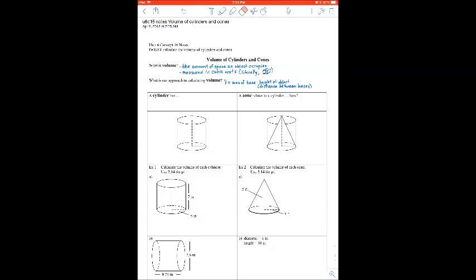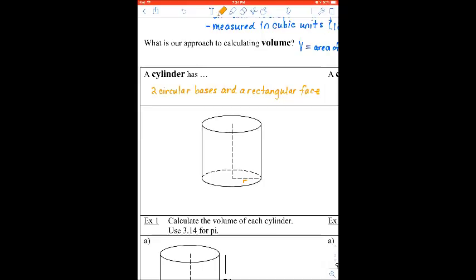For a cylinder specifically, we are looking at two circular bases and a rectangular face. If you were to unfold a cylinder, you would have two circles and a rectangle. In the shape of a cylinder, we have radius r, and the distance between the bases is the height. That's all we're going to need to calculate the volume of a cylinder.